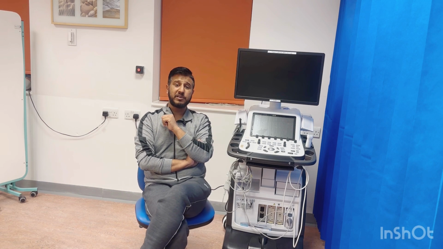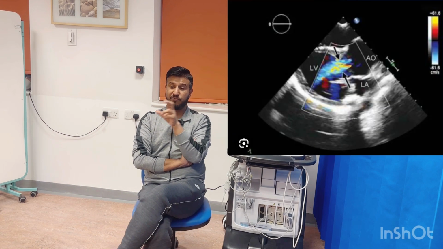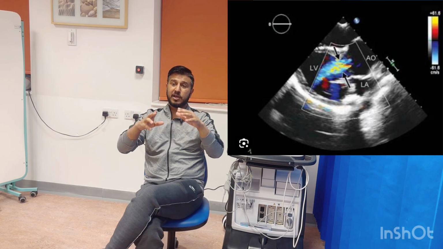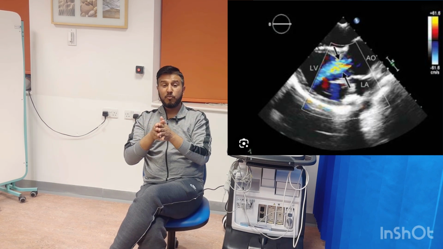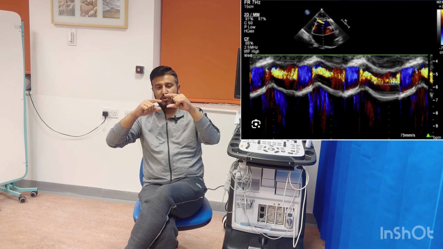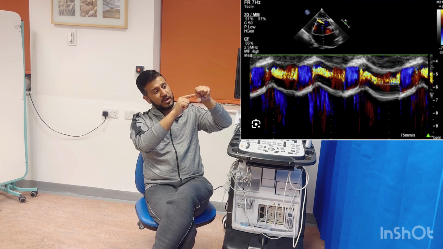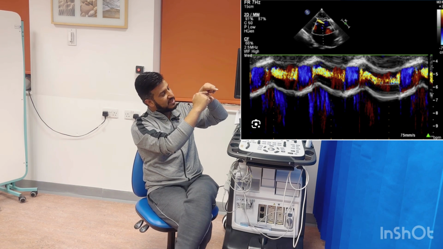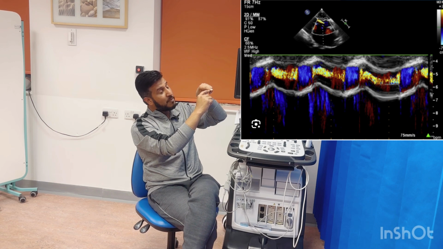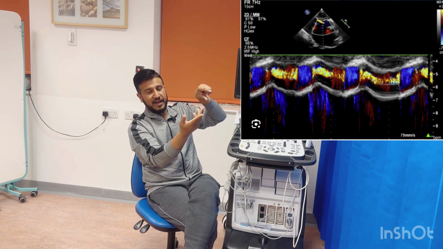Then the next parameter is the jet width relative to the LVOT. So what you do is put the color there, and put the M mode on the color in the LVOT. You will see the LVOT, and the regurgitation jet going between this way. You will measure the jet definitely in diastole.